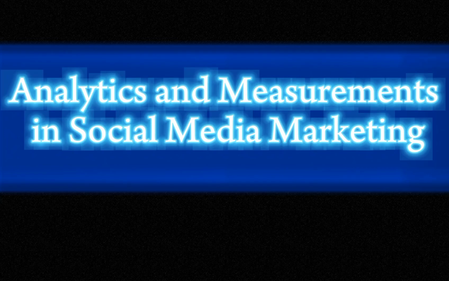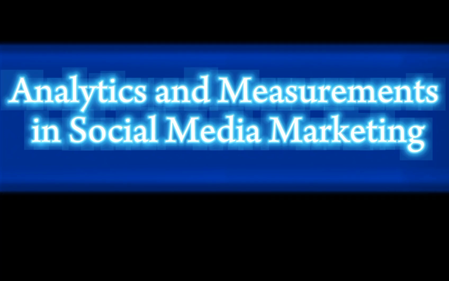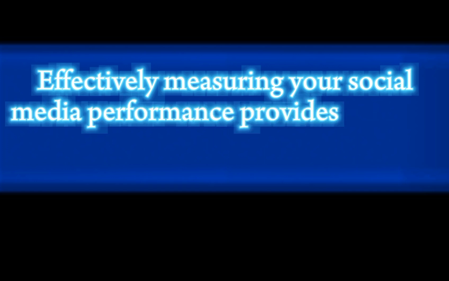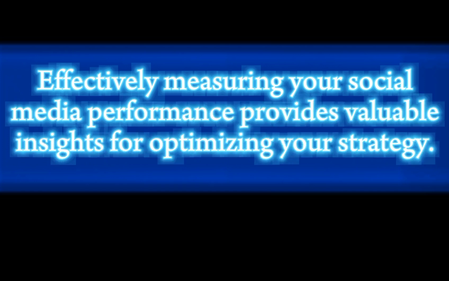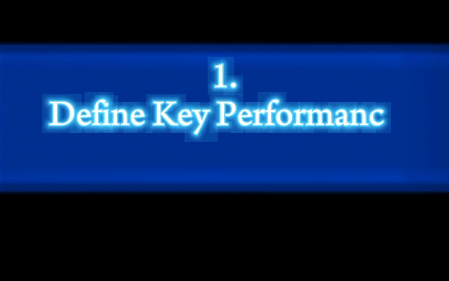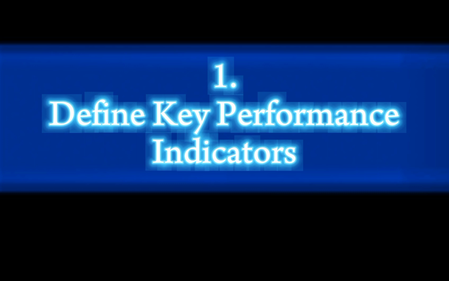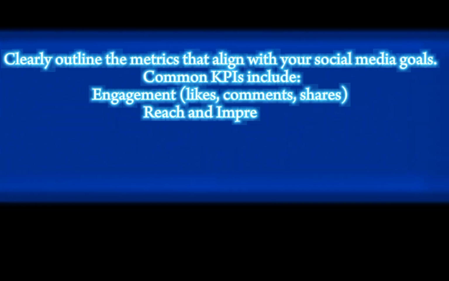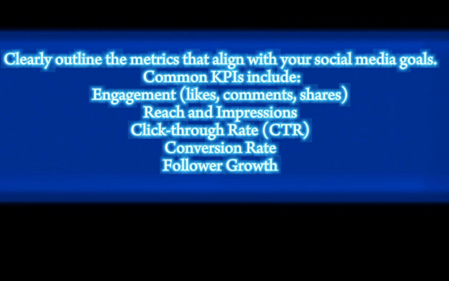Analytics and measurements in social media marketing. Effectively measuring your social media performance provides valuable insights for optimizing your strategy. 1. Define key performance indicators. Clearly outline the metrics that align with your social media goals. Common KPIs include engagement, likes, comments, shares, reach and impressions, click-through rate (CTR), conversion rate, follower growth.